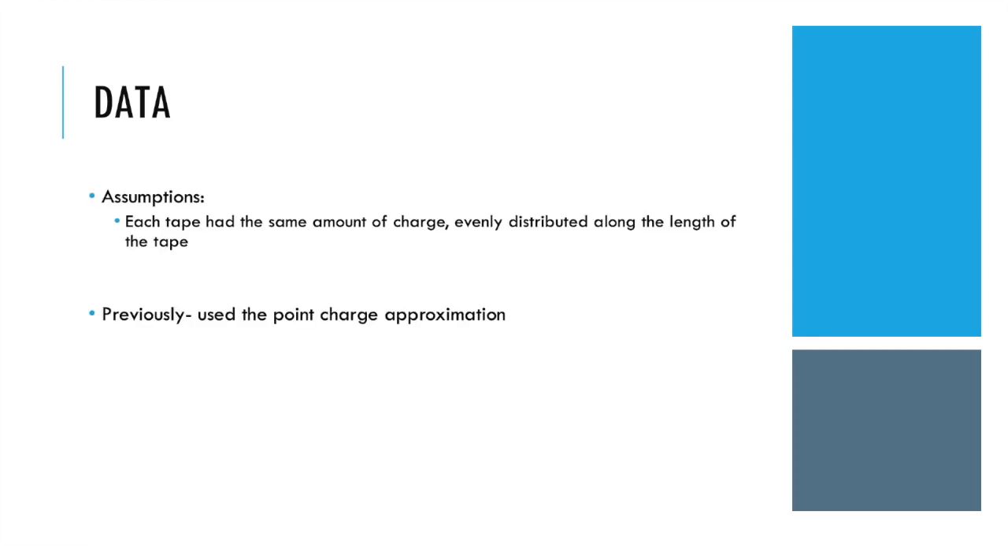The main assumption is that the tapes both have the same amount of charge and that the charge is evenly distributed along the length of it. However, previously we had used the idea of the point charge approximation, in which we modeled each tape as having the charge located at the center of it. However, for this lab, we just used a line charge.